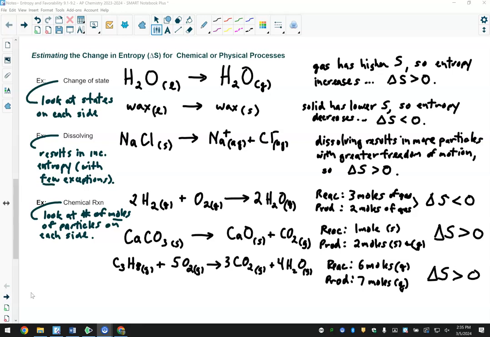So you're going to look at this and since this is a change of state, you're going to look at the states of matter. Well, we just said gases have a higher entropy than liquid water, right? And so you would expect then that the entropy would increase, wouldn't it, if something went from a liquid to a gas. How about wax going from liquid to solid? Well, we already know solids have lower entropy and liquids have a higher entropy.